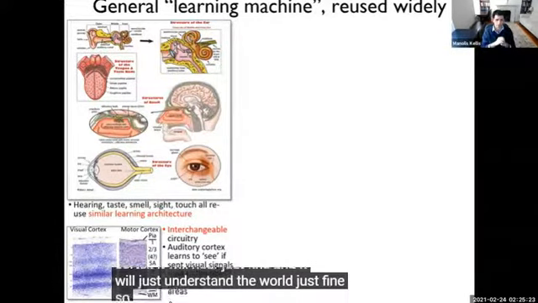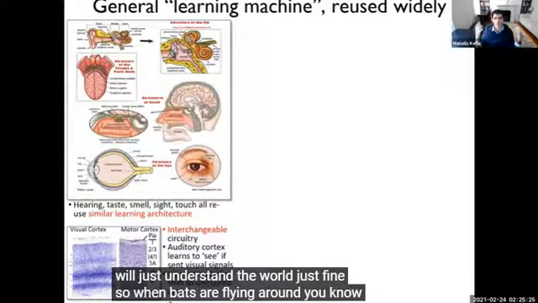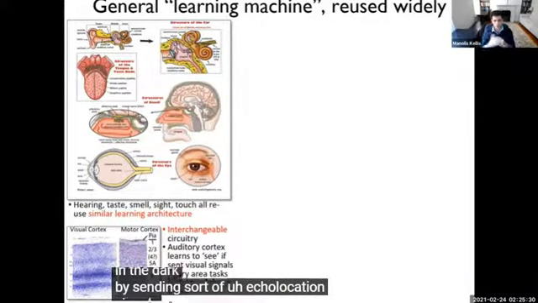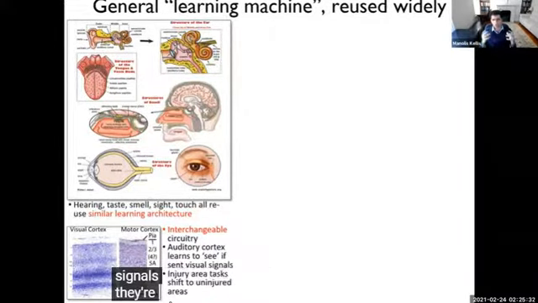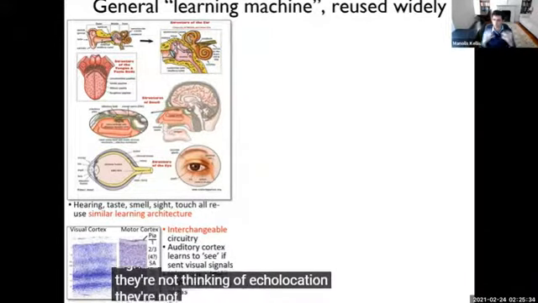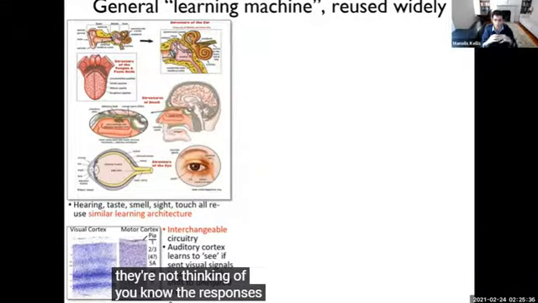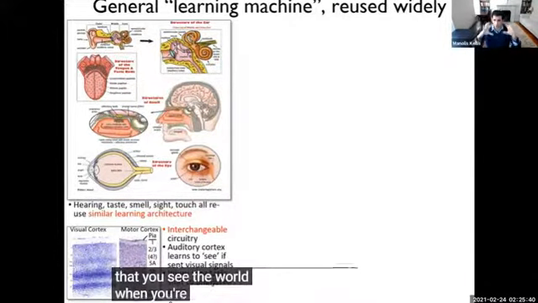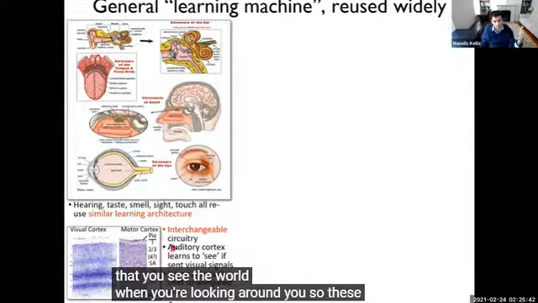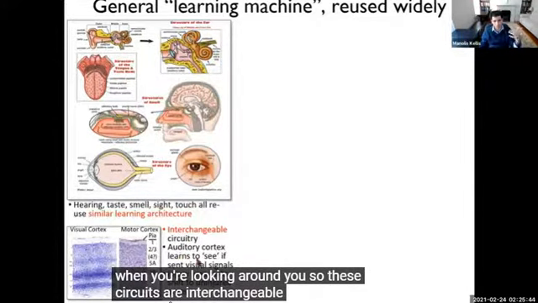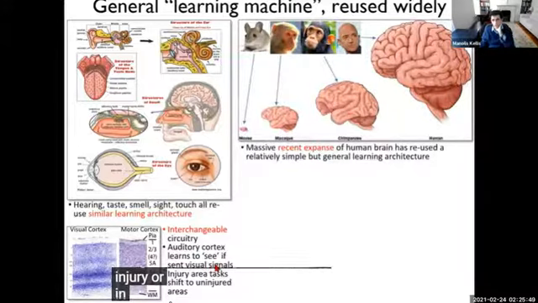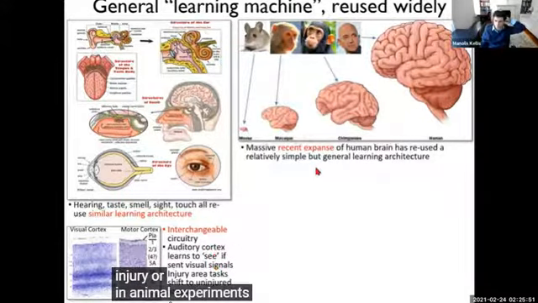So when bats are flying around in the dark by sending echolocation signals, they're not thinking of echolocation. They're not thinking of the responses. They're seeing, quote unquote, the world the same way that you see the world when you're looking around you. So these circuits are interchangeable, and you can actually rewire them in injury or in animal experiments.